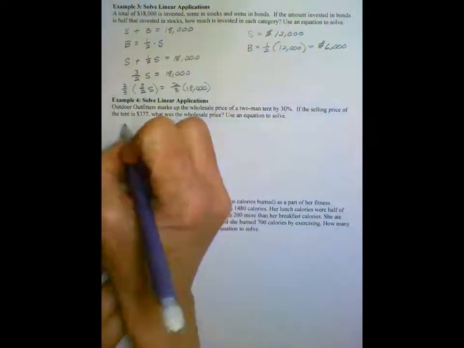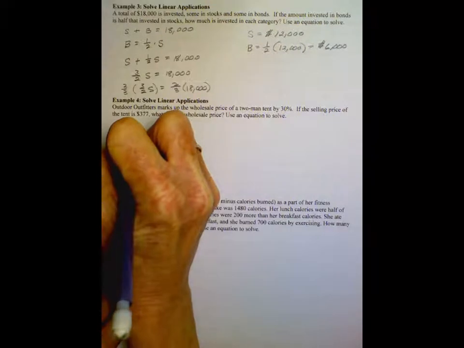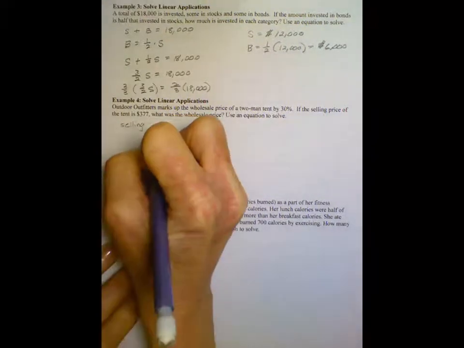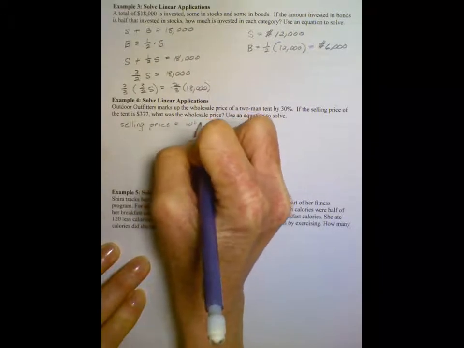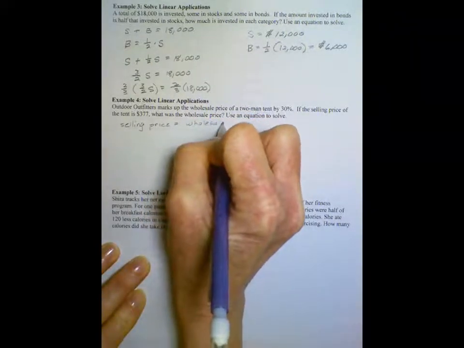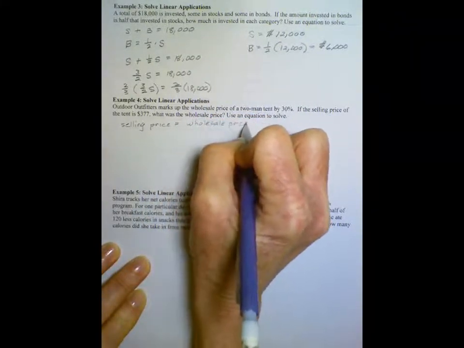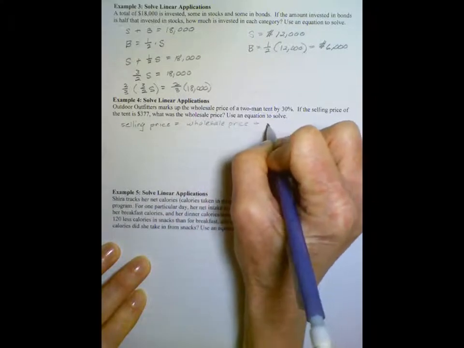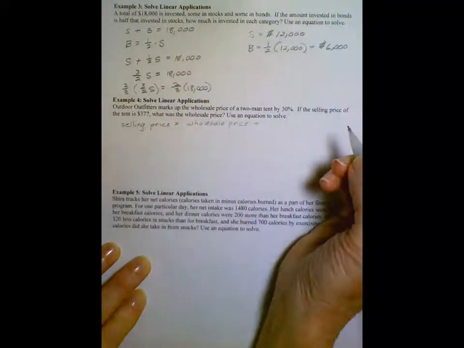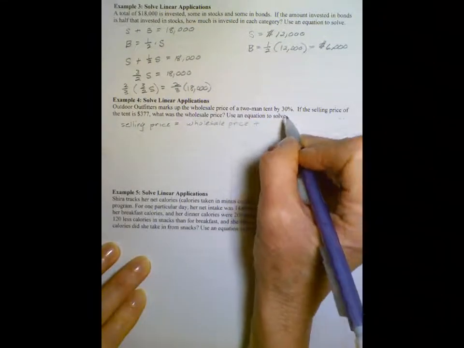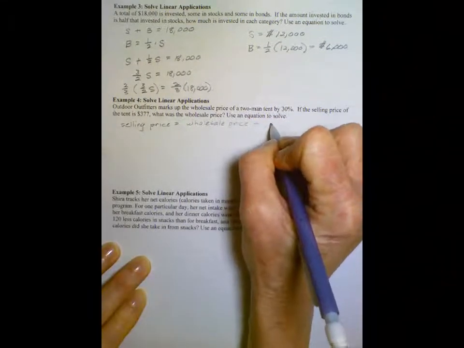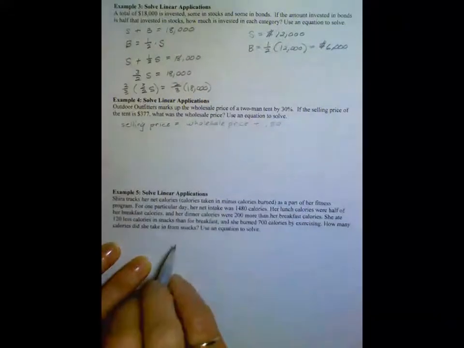So let's just write words first, and then we'll get to some numbers. The selling price is determined by taking the wholesale price, what they paid, and then they're going to mark it up 30%. Of course, when we deal with percents in a calculation, we change them to a decimal, move the decimal 2 places to the left, and we get 0.30. But are we just adding 0.30? Is that how much they're marking it up?